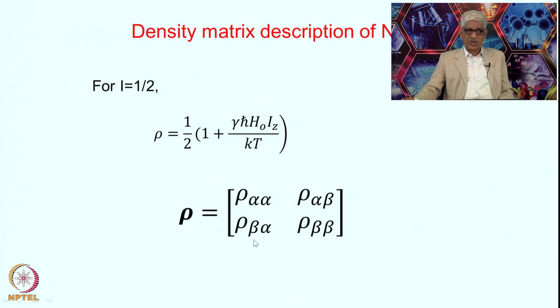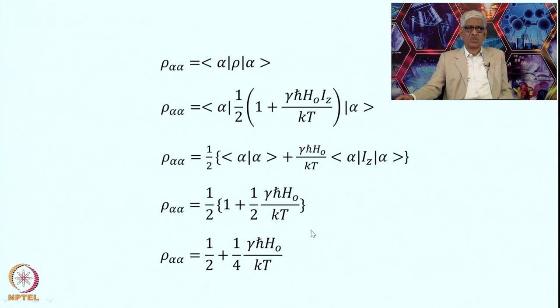It will be a 2 by 2 matrix, because the two spin states for a single spin are alpha and beta, and therefore I will have here rho alpha alpha, rho alpha beta, rho beta alpha, rho beta beta. The states here will be the ket states and the states here will be the bra states, and I will have to calculate the matrix elements rho alpha alpha, rho alpha beta, rho beta alpha and rho beta beta. Let us do that.